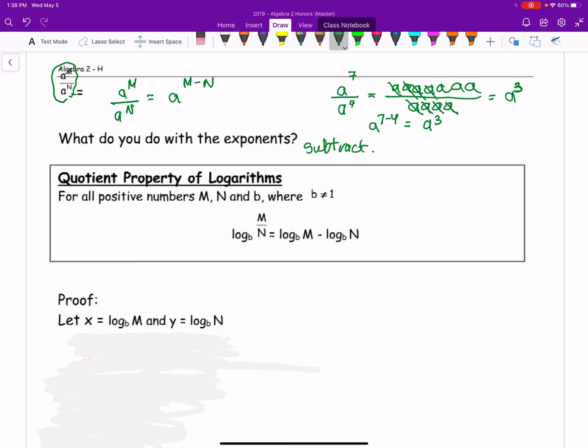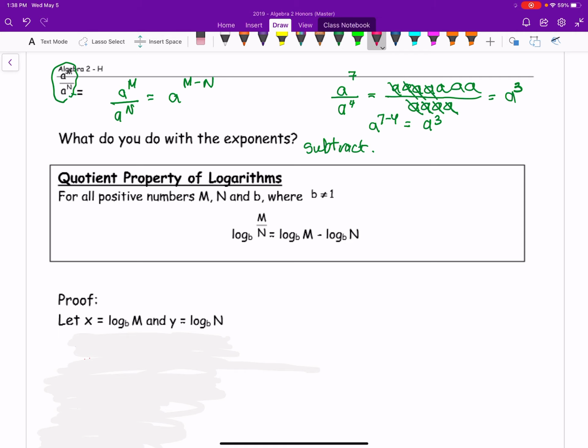So I want you all to remember, like I said before, logarithms are exponents. So the properties that work for exponents are the properties you use for logarithms. In the previous one, the product property of logarithms, we showed what happens when you have log base b of m times n. When you multiply, you add exponents. When you divide, you subtract exponents. So essentially, that's what's happening here.